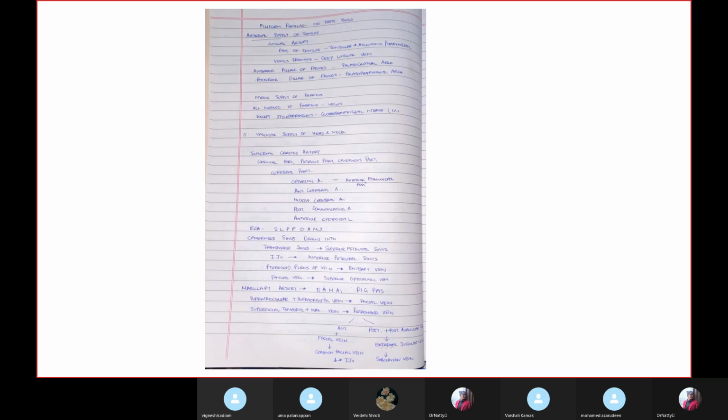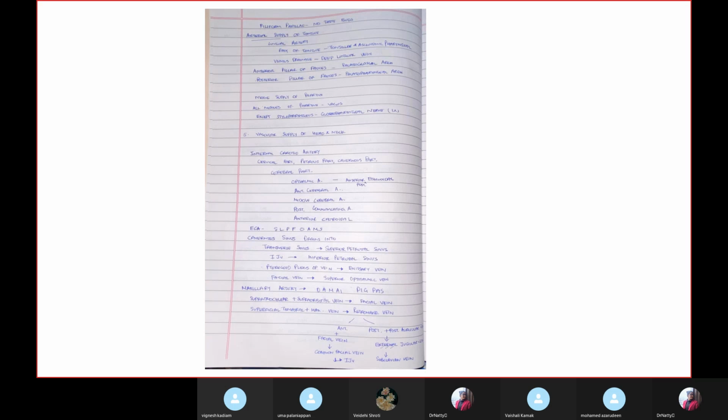Then the arterial supply of tongue. The major arterial supply is lingual artery. It is very easy. If the MCQ's option is there, lingual artery is there. But the question is going to be tough. Lingual artery will not be there in the option, but they'll ask tonsillar and ascending pharyngeal artery.